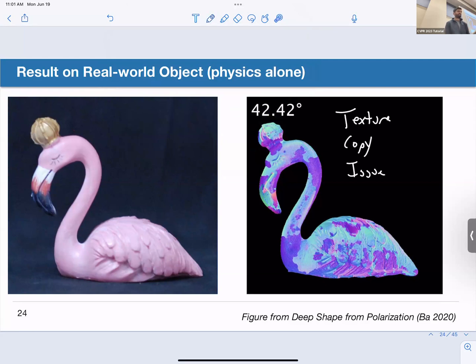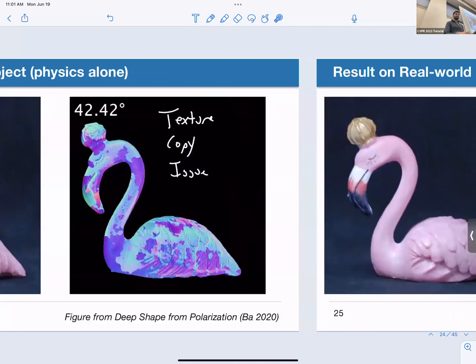If we use the Fresnel physics alone, we also end up with 42 degrees of angular error. That means that the surface normal that we estimate is 42 degrees off on average. This is not good. Typically, photometric stereo, which is a very good shape method, will have 5 to 10 degrees. So that's ideally what your target should be for really high quality capture.